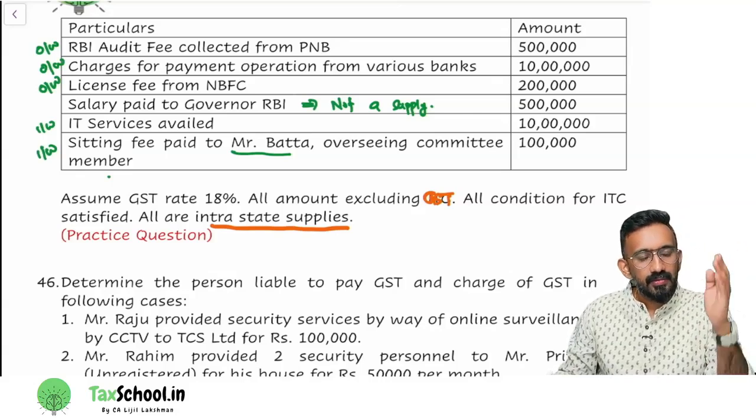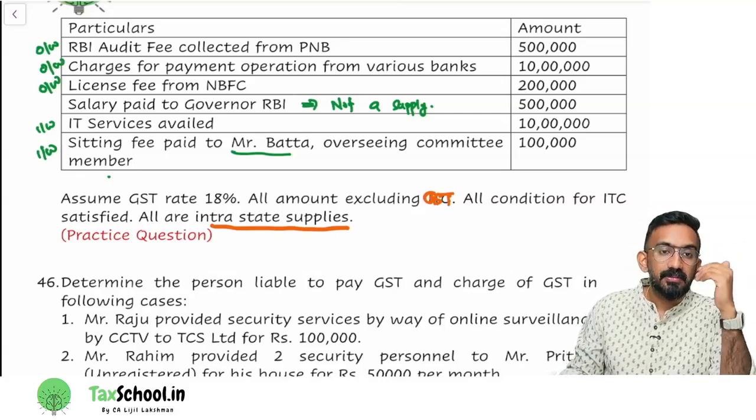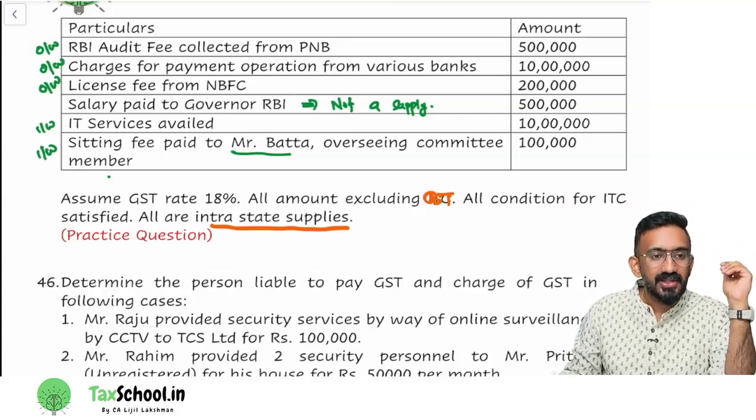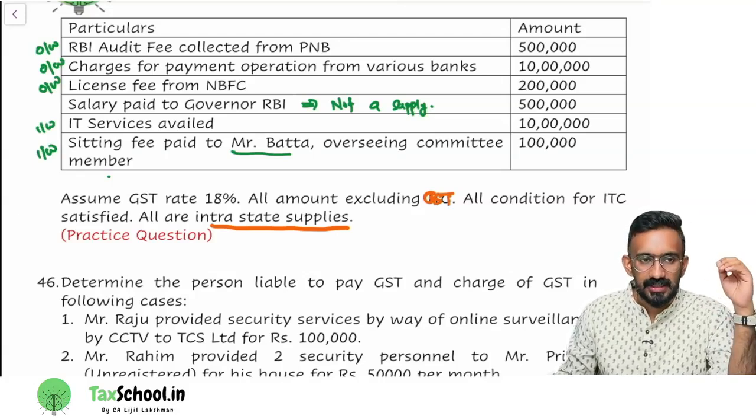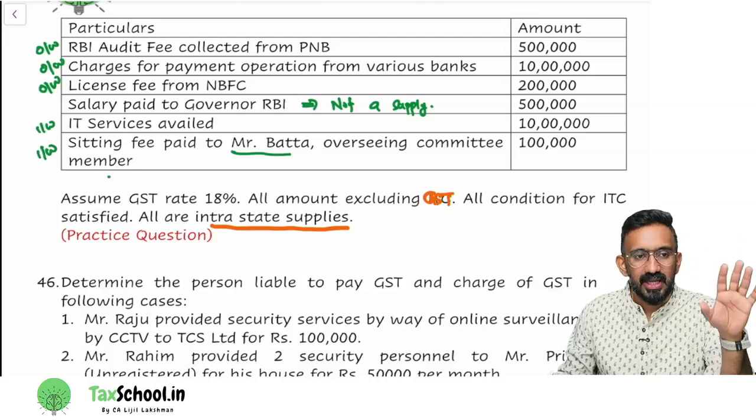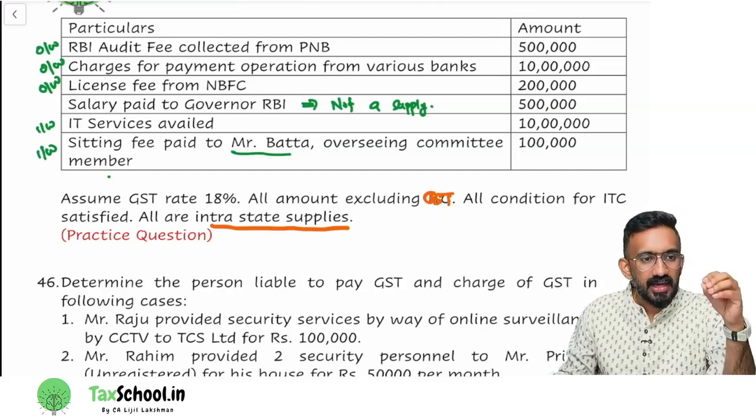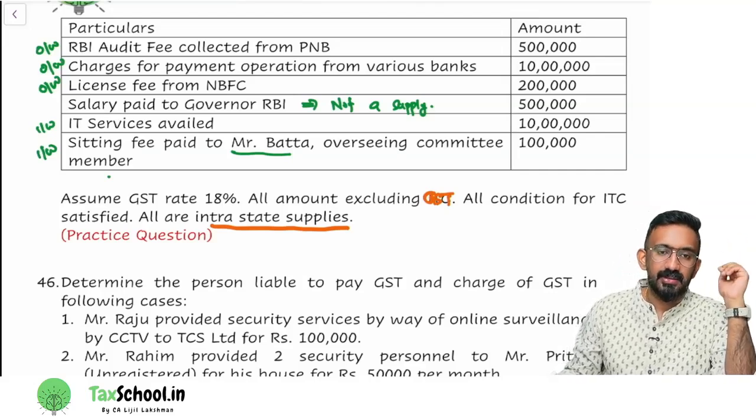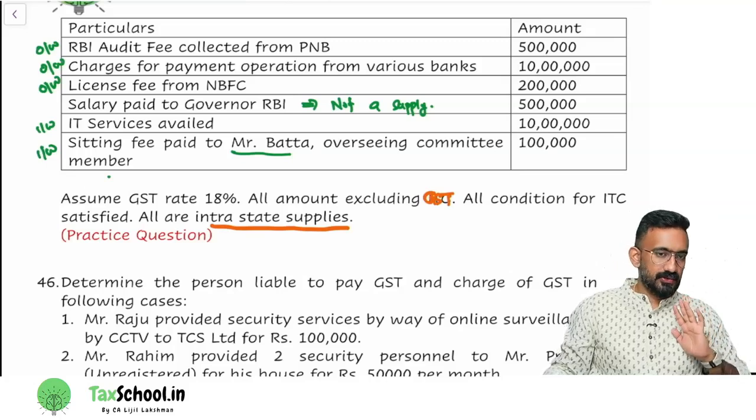Why? When an overseeing committee member provides services to RBI, RBI will have to pay tax under reverse charge in cash to the government. But after paying that, can RBI take the credit of it? Yes. So what is our assumption when you have a question like this? We assume that we paid this by cash and we have taken the credit. So can I include this 1 lakh also into my credit? Yes, because I'm assuming that I have paid and I have taken the input tax credit of it.